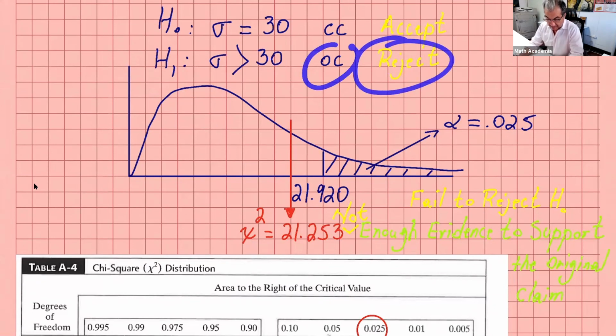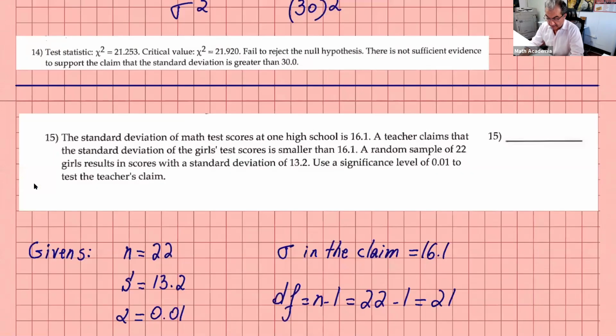Number 15, and that's the last one. The standard deviation of math test scores at one high school is 16.1. A teacher claims that the standard deviation of the girls' test scores is smaller than 16.1. A random sample of 22 girls results in a score with standard deviation of 13.2. Use 0.01 significance level. I wrote the givens for you.